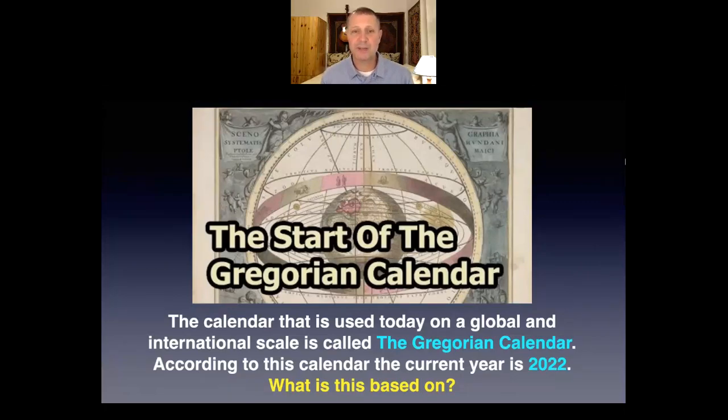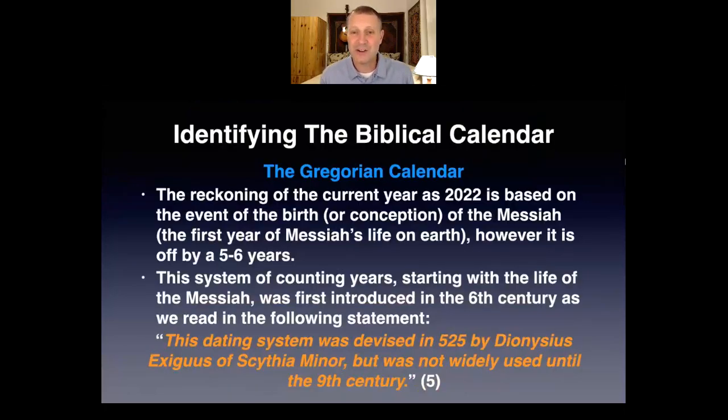And what is this based on? The reckoning of the current year as 2022 is based on the event of the birth or conception of the Messiah. So the first year of Messiah's life on earth. However, it is off by 5 to 6 years. We know that he was most likely born in 5 or 6 BC, which is interesting, right? We'll save that discussion for another time.